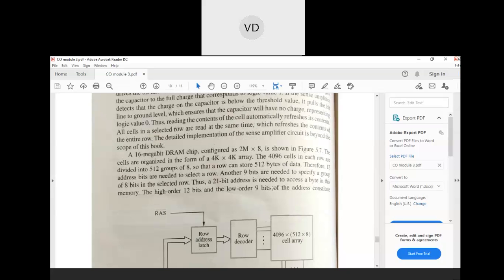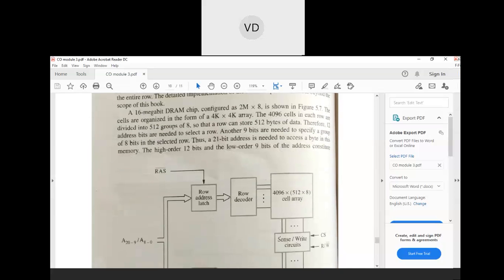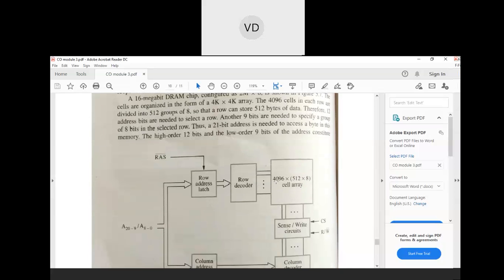How are these 4096 cells distributed? Each row is containing 4096 cells. See in this block diagram, each row is containing 4096 cells. But how about the columns? In the columns we are having 8 groups. These 4096 cells in the columns are divided into 8 groups. Each group is having 512 bytes of data. 512 into 8 will give you 4096.